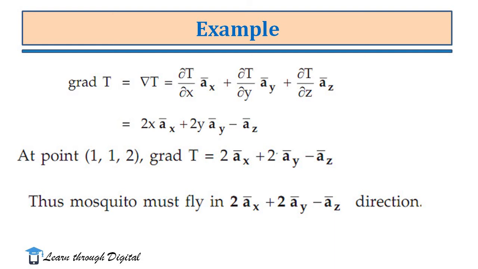The question is, we have to find the gradient of T at point (1, 1, 2). So x is equal to 1, y is equal to 1, z is equal to 2. Substituting these values in the equation for grad T, we will get 2 a_x vector plus 2 a_y vector minus a_z vector. So, the mosquito must fly in the 2 a_x vector plus 2 a_y vector minus a_z vector direction.